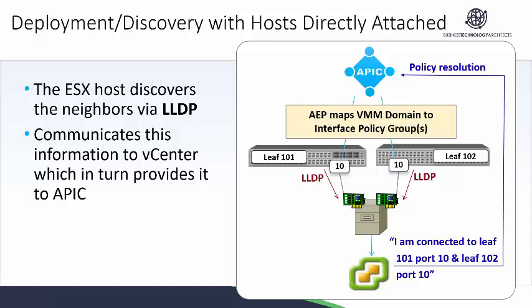Deployment discovery with hosts directly attached. The ESX host discovers the neighbors via LLDP, communicates this information to vCenter, which in turn provides it to the APIC. So from a policy perspective, our AEP maps the VMM domain to the interface policy groups. What are the interface policy groups? They are each individual interface that the host is connected to, and that's bound to the switch profile, which is the group of two switches. So on interface 10, LLDP is discovered, and it says, hey, look, I'm connected to leaf 101 port 10 and leaf 102 port 10. And the policy resolution is handled by the APIC.